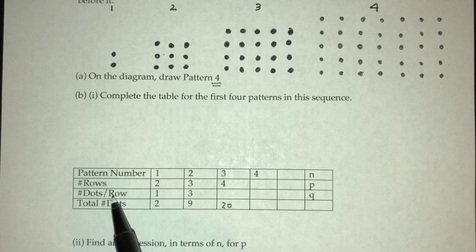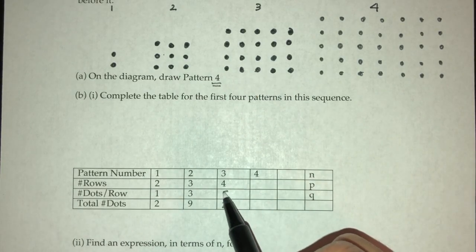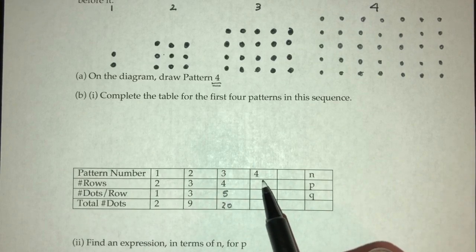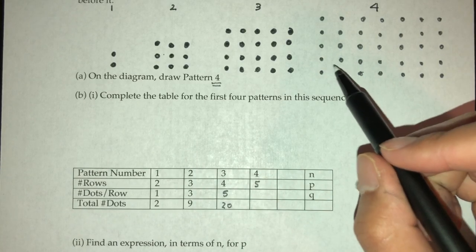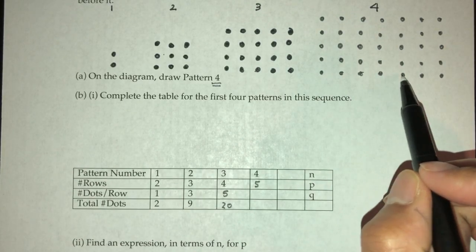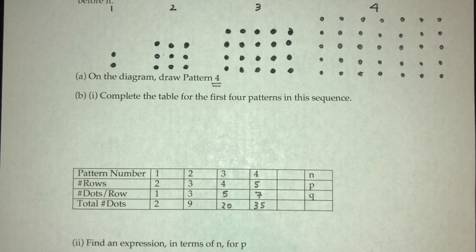Number of dots per row, so 1, 2, 3, 4, 5. And now for number 4, number of rows is now 5, right? So 1, 2, 3, 4, 5. Number of dots per row, we have 1, 2, 3, 4, 5, 6, 7. And everything will be 5 times 7, which is 35. That is part B1.